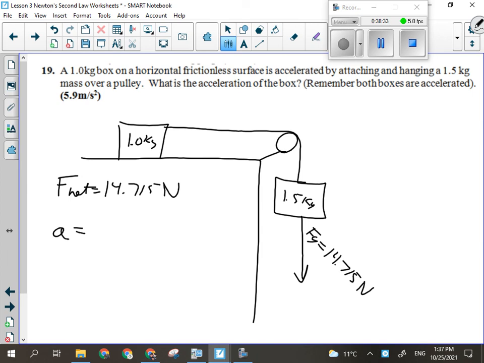calculate it for. So acceleration will be my F net, 14.715 newtons, divided by how much mass? 2.5, right? The whole system is being accelerated here. And that's the thing we have to remember about this, that the whole system is being accelerated. So that'll give us our 5.9 meters per second squared. For the system, it would be to the right for the 1 kilogram mass and down for the 1.5 kilogram mass.